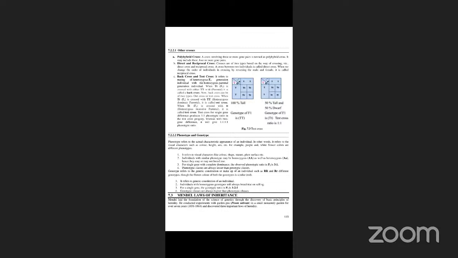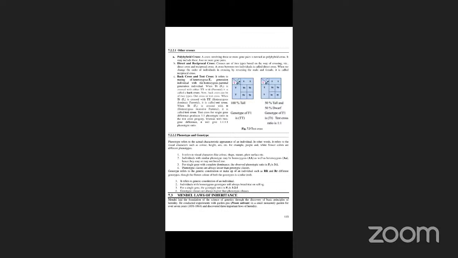So in plants, suppose capital T is in the female part, that is the egg cell, and small t, the dwarf character, we are selecting from the pollen. That is a direct cross. But if you are reversing, the dwarf is from the female and tall is from the male. We are reversing the characters. Then that is called a reciprocal cross.